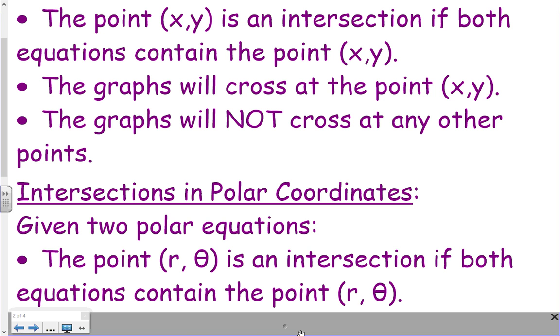The first thing to consider here is that the point (r, theta) is an intersection if both equations contain the point (r, theta). Again, that should be pretty obvious to us from what we already know about Cartesian, but I do want to make sure we're clear on this, that it might not be obvious, that it is possible that there may be other places where these intersect where the r, theta values are not the same.